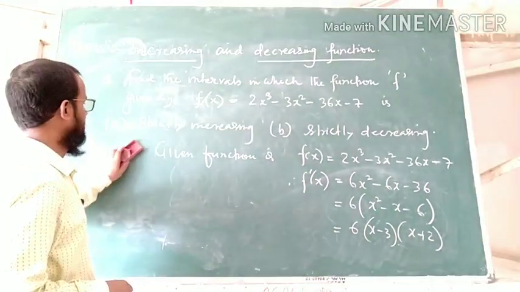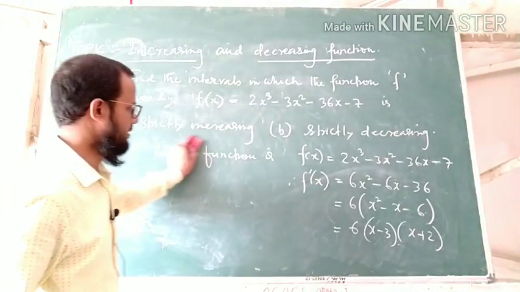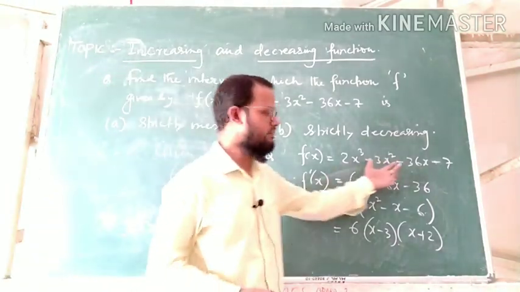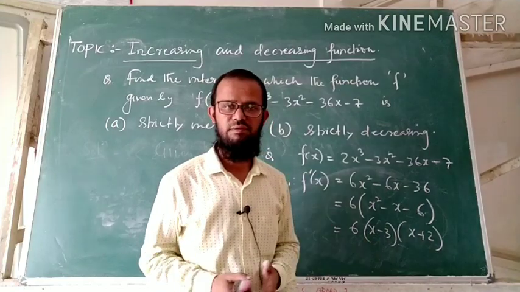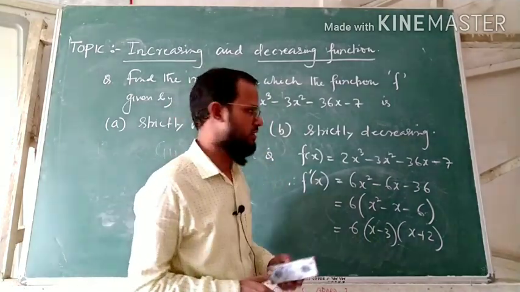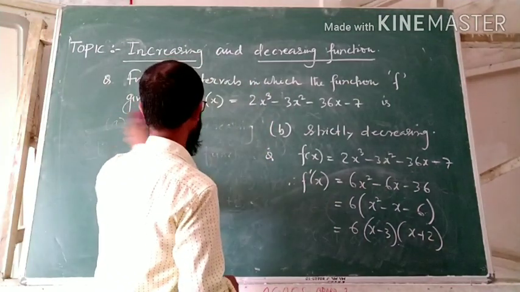Now we are going to show where the function is strictly increasing. Your original function is a polynomial function. So the domain of the polynomial function is the set of real numbers. Set of what? Real numbers. Okay.